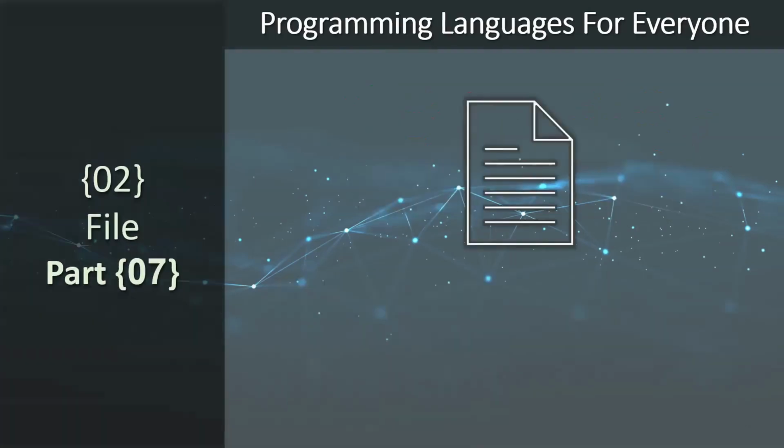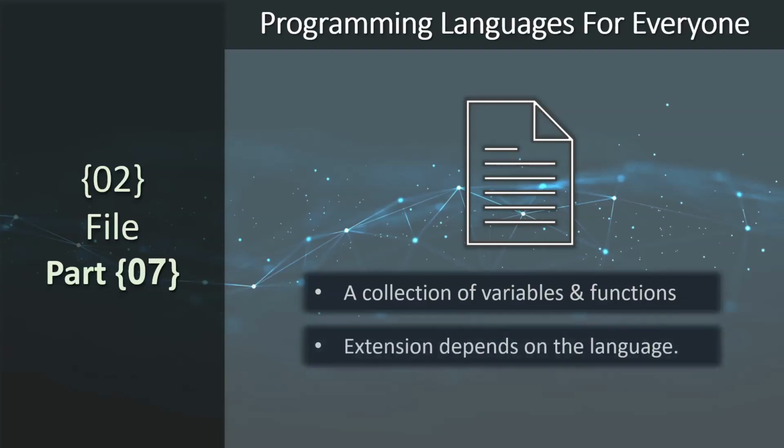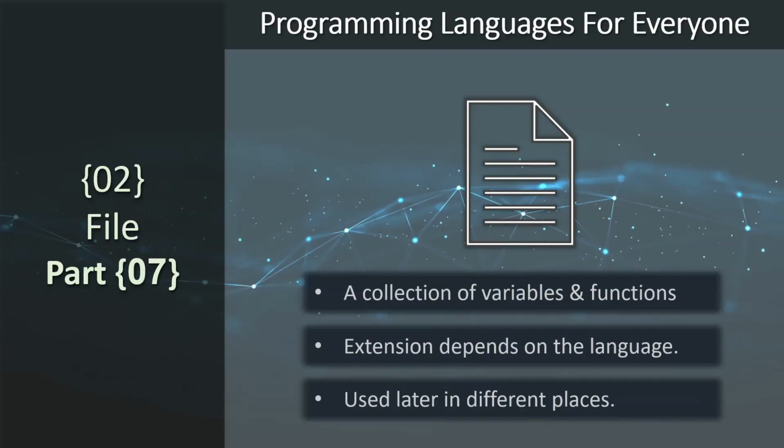We get into file. A file is a collection of variables and functions, because a file is where you will write your code. Do you remember when I showed you the person class? The person class was written inside a file. We use the file's extension to determine the programming language you are using. Each programming language has its own extension. For example, .java is for Java, .js for JavaScript, .py for Python, etc. So each programming language has its own file structure and its own file extension, and that's used later on in different places in your application.